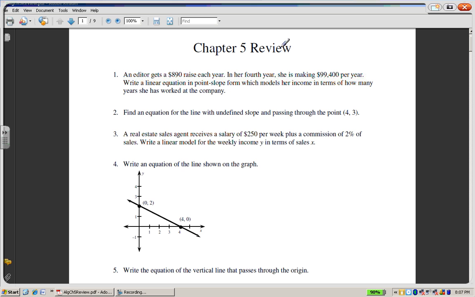Today we're looking at the Chapter 5 review, going back over writing linear equations in various forms. We're going to start off with a word problem. An editor gets an $890 raise each year. In her fourth year, she is making $99,400 a year. Write a linear equation in point-slope form, which models her income in terms of how many years she has worked at the company. Well, first of all, point-slope form.